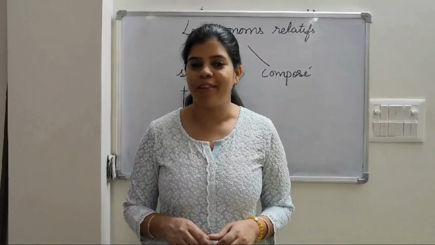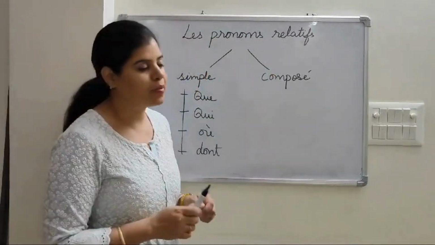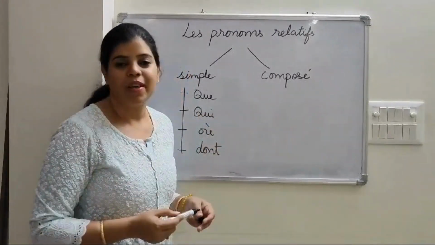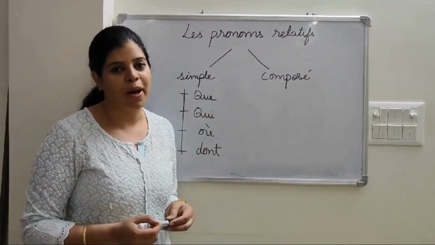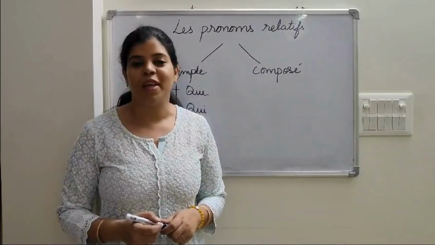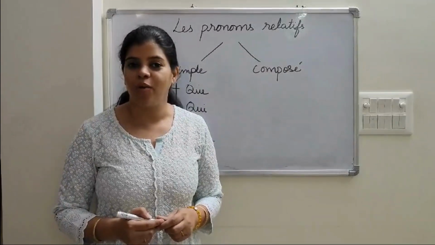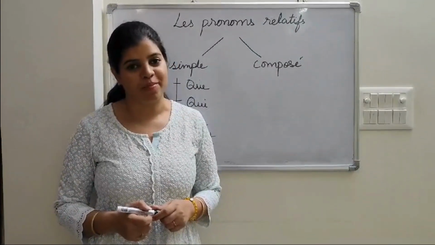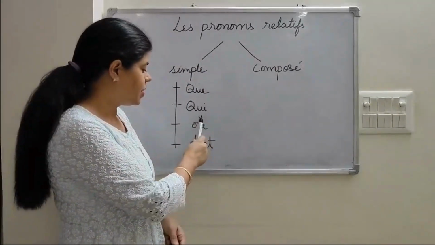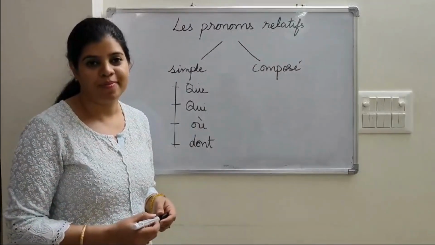Our today's topic is les pronoms relatifs. Pronoms relatifs are of two kinds, pronom relatif simple and pronom relatif composite. In today's video, we are going to talk about pronom relatif simple. Pronom relatif simple are used to join two sentences and to replace the noun in order to avoid repetition. They are of four kinds, que, qui, où and dont. Let's see them one by one.